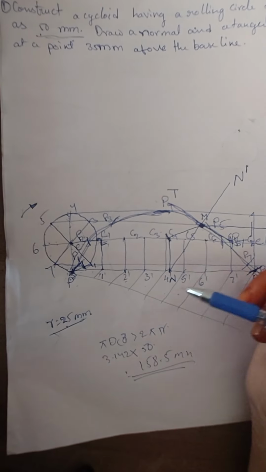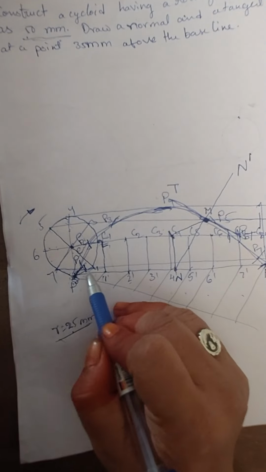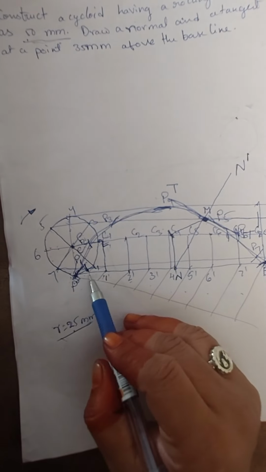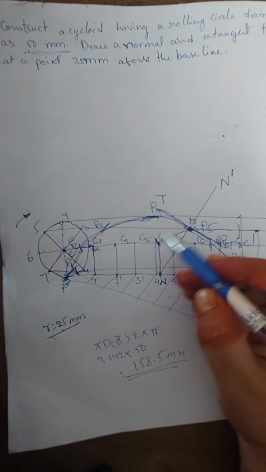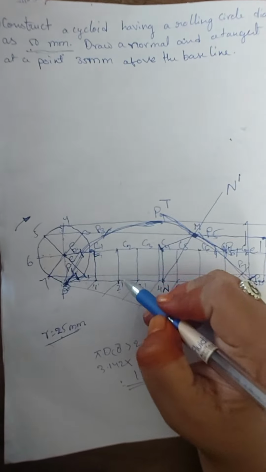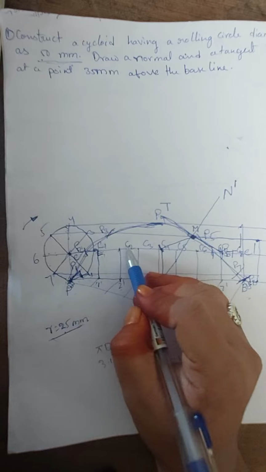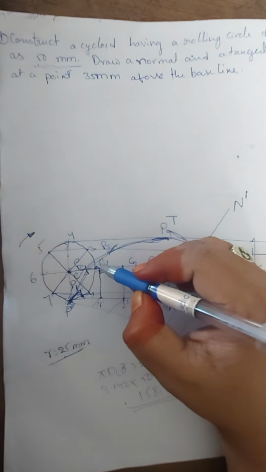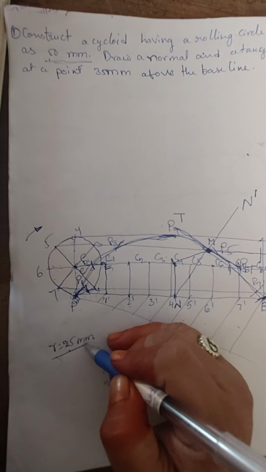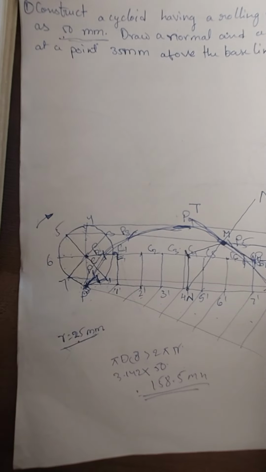Next, divide this straight line into a number of equal parts equal to the number of divisions on the circle, and then draw horizontal lines from each division of the circle, parallel to the baseline PB. After drawing the parallel lines, draw perpendicular lines from the baseline onto the center line of the circle C1, as shown in the figure, to generate the center points C1, C2, C3, etc. With the help of centers C1, C2, C3 and with the radius 25 mm, we are going to generate the points P1, P2, P3, P4 up to P8.